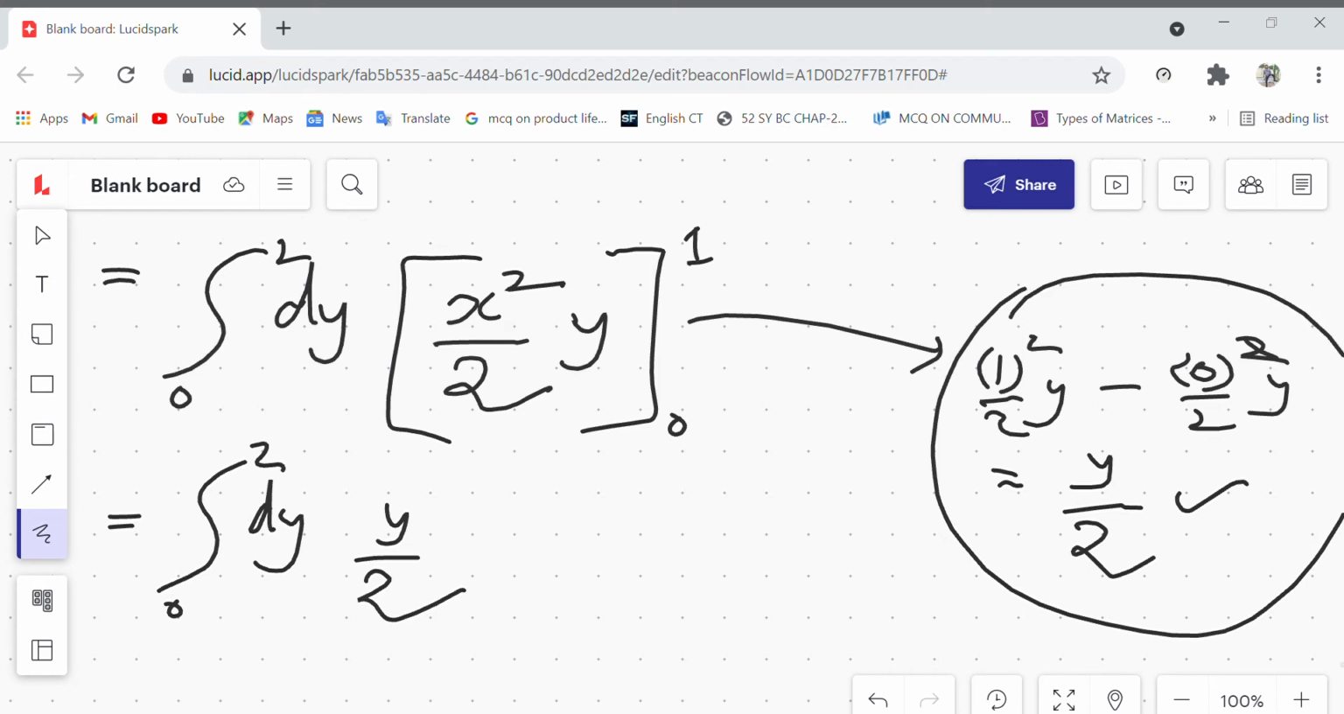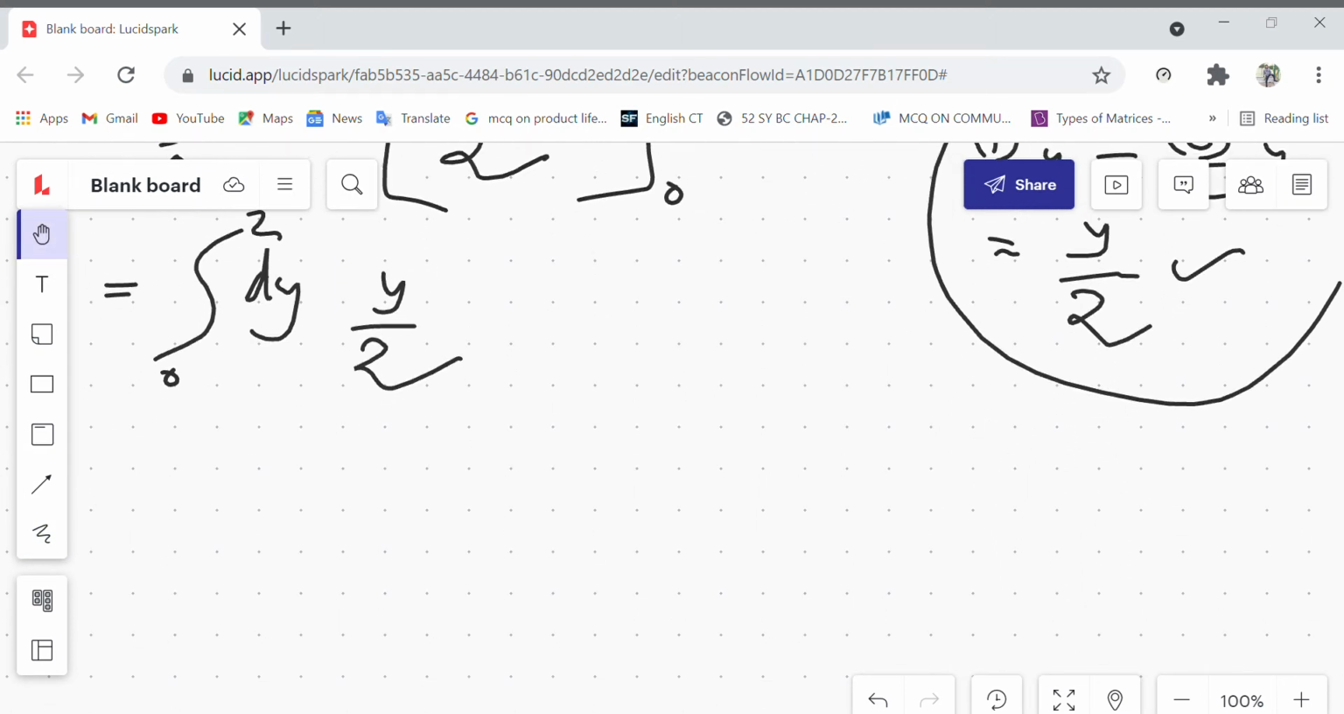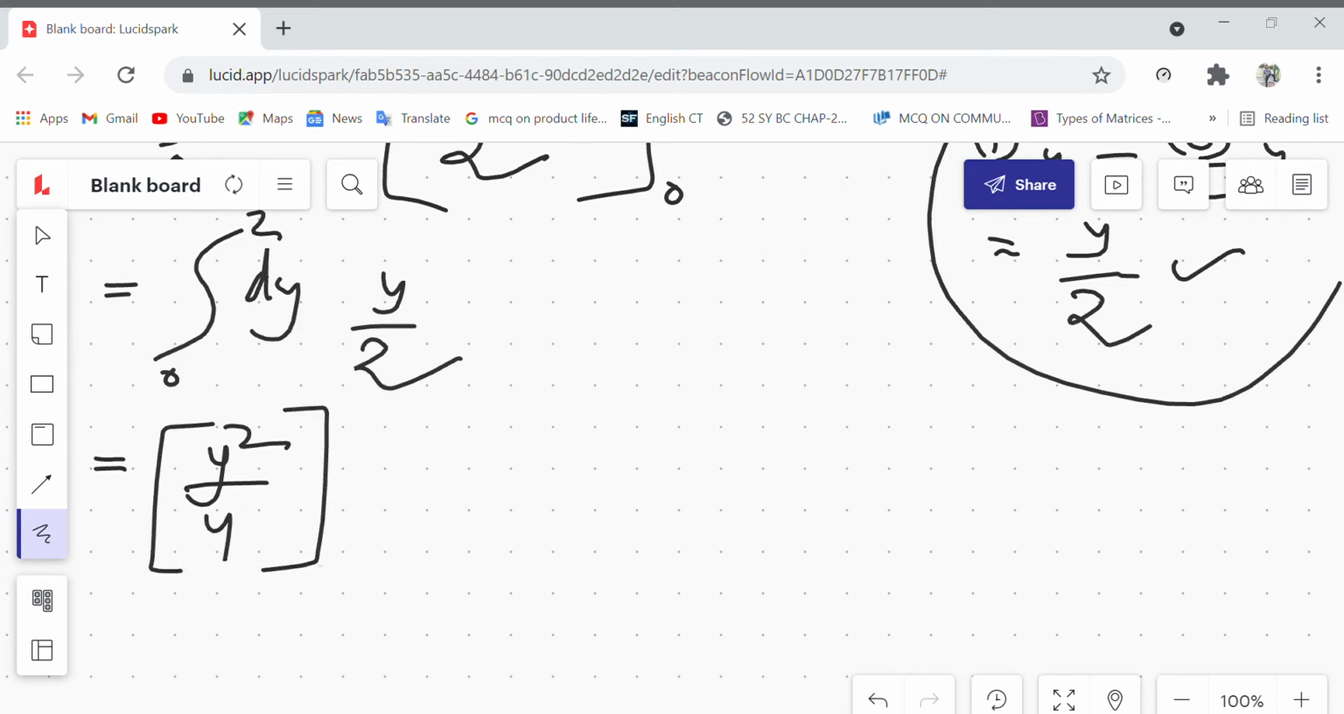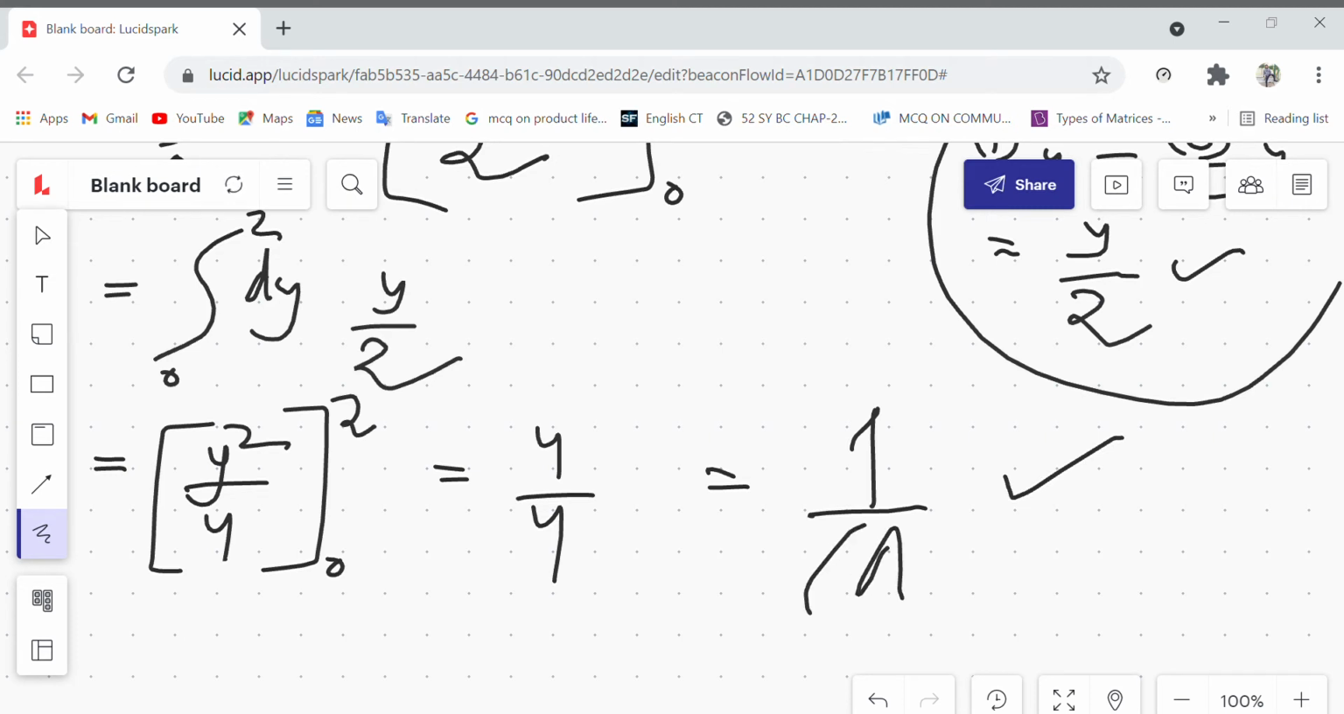Then we are left with y by 2 into dy, integration 0 to 2. What will be this? Y square divided by 4. Limit will be 0 to 2. This is what? 4 by 4. Answer is 1. Simple. So this is double integration.